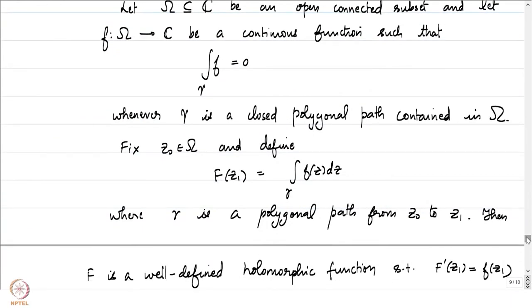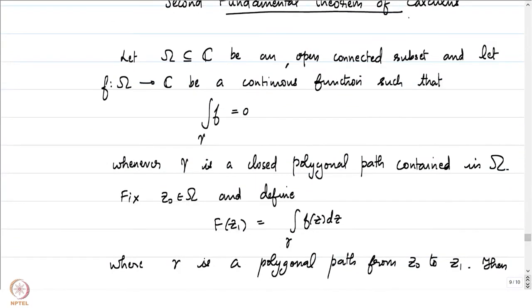So let omega be an open, connected, non-empty subset of the complex plane, and our function capital F satisfies the condition that if you look at any closed polygonal path gamma which is contained in omega, then the integral of f over gamma is equal to 0.